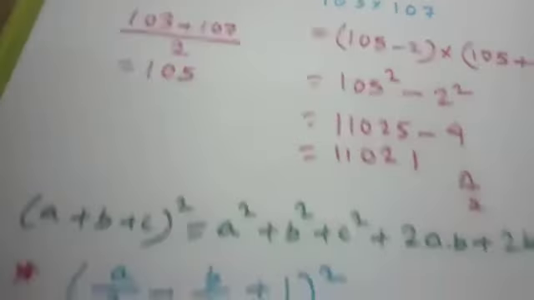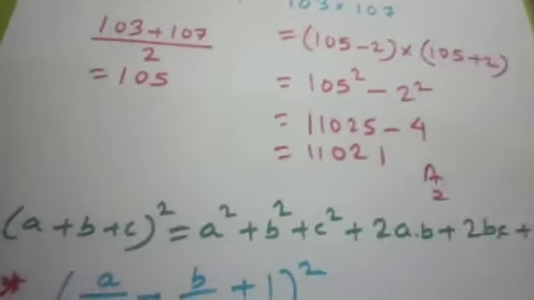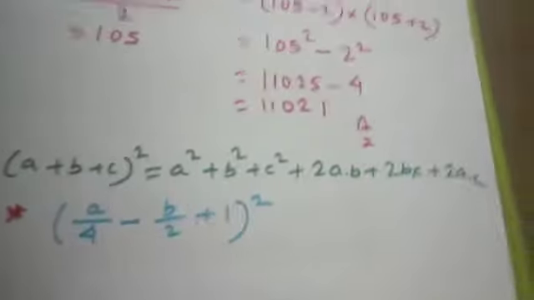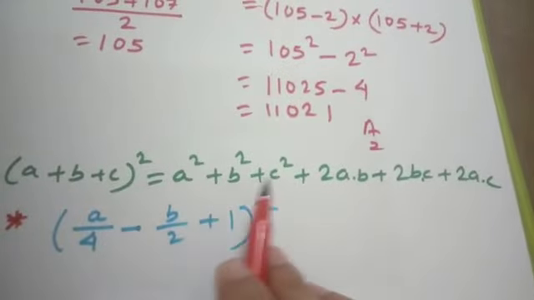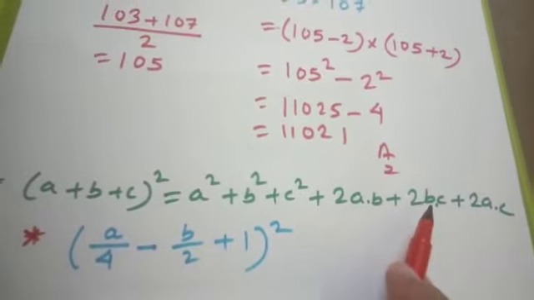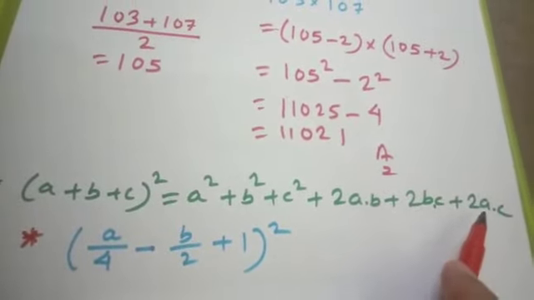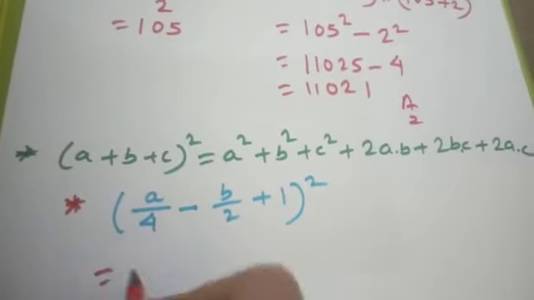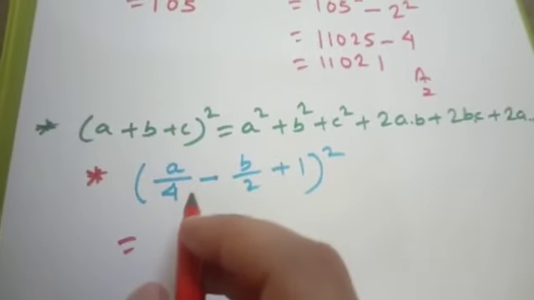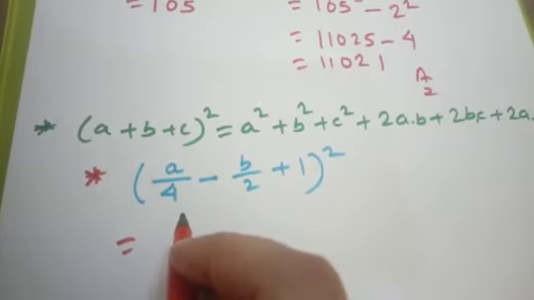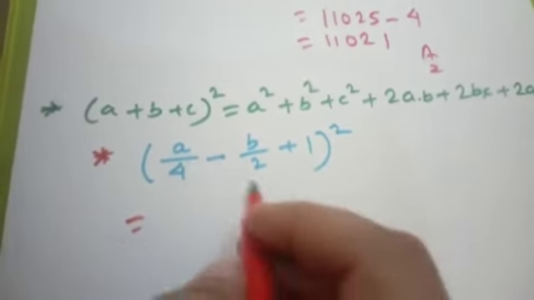Let's see the second identity. The second identity is (a plus b plus c) whole square equal to a square plus b square plus c square plus 2 into a into b plus 2 into b into c plus 2 into a into c. Let's see an example. Here we have to find the expanded form of these expressions.